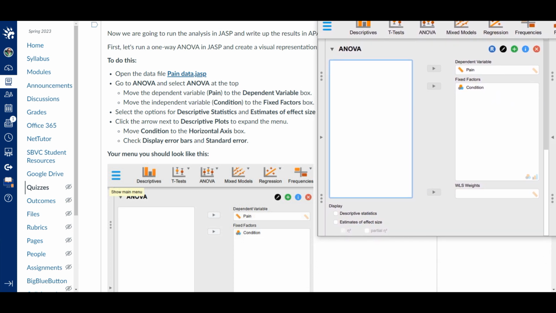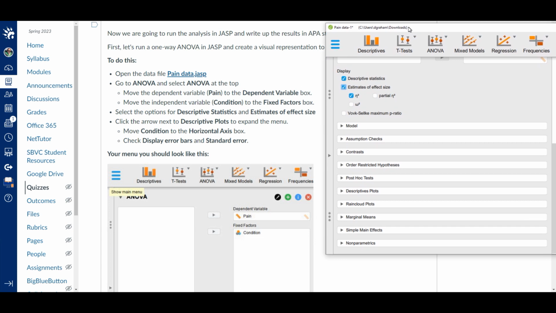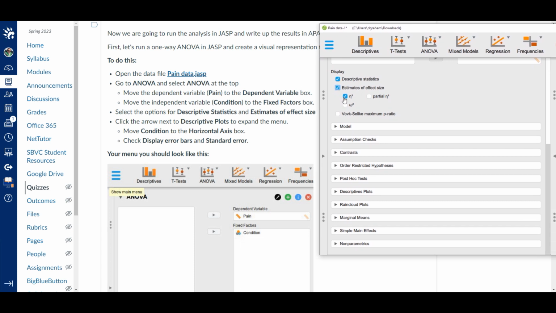And we will select a few additional options here. So scrolling down, I want to see my descriptive statistics. That will show me my means and standard deviations. I would also like to see the estimates of effect size. And generally, you'll see reported for ANOVA either eta squared, that's how you say this one, eta, it's another Greek letter. Eta squared or partial eta squared are generally what you see reported. We'll just go ahead and leave the default here.